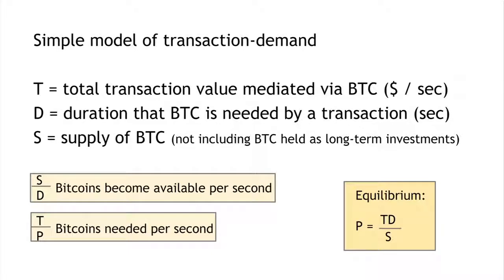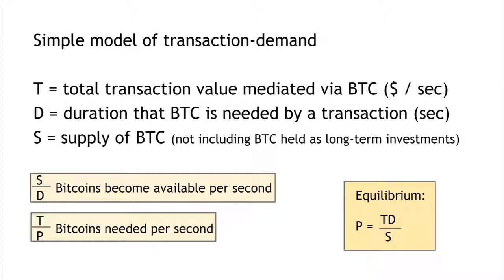All right, so what does this mean? Well, one thing we can conclude about this is that if you think of D, the duration, as not changing, because probably the duration that you need to hold a Bitcoin to do a transaction is not going to change. So if D doesn't change, and if S, the supply, is not changing, then what this tells us is that the price is going to be proportional to the demand for transaction mediation as measured in dollars.